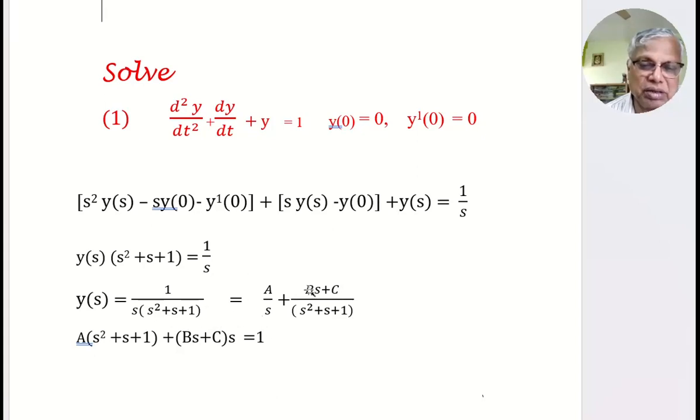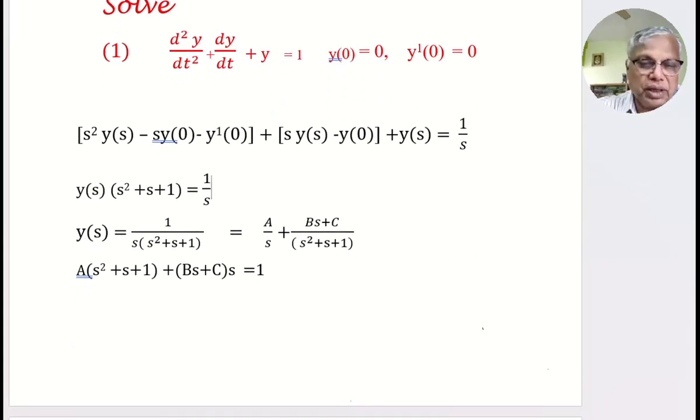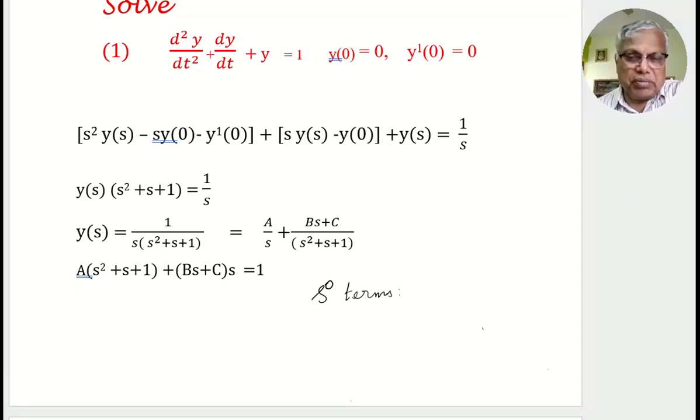So since it's second order, you have to use Bs plus C by this. So let us evaluate these constants A, B and C. As usual, we will compare the terms. If we compare the independent terms, that is the s power 0 term, the left hand side independent term is A here, and that's all. There is no other independent term. So the right hand side independent term is 1. So you get A equal to 1.